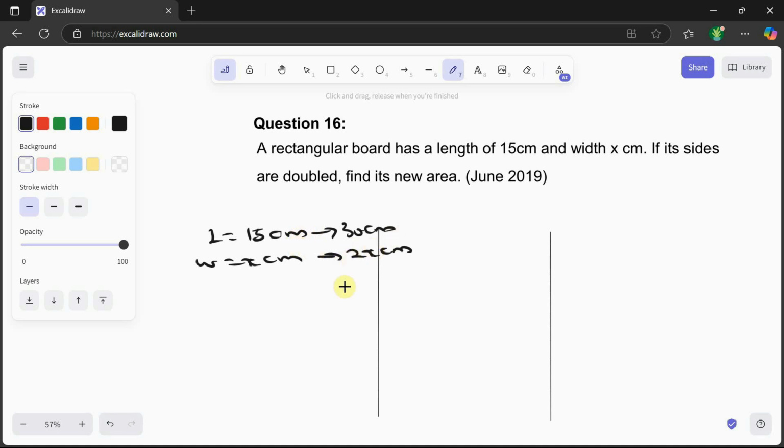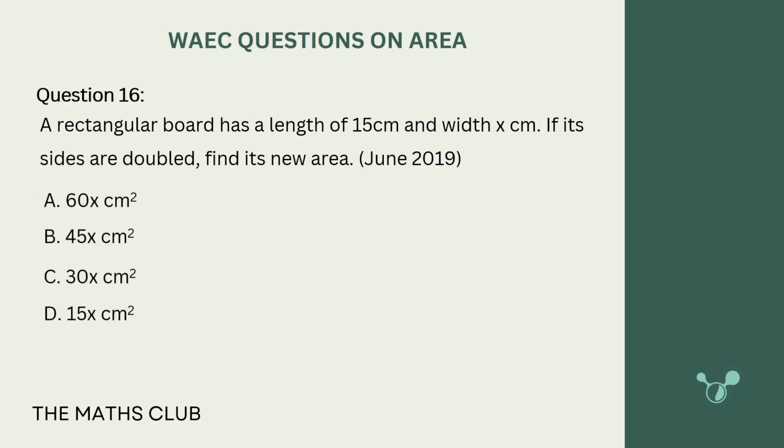So what's the new area? We know area is length times width, so our new length is 30 and our new width is 2x, so that will give us 60x centimeters squared, and that will be option A. Great.